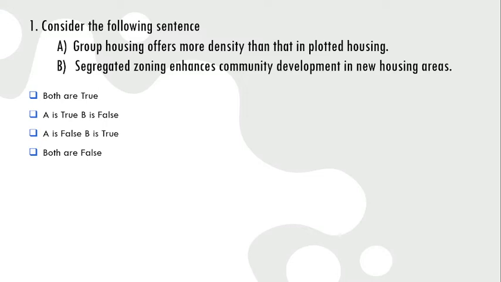So if you look at it, option A, group housing offers more density than the plotted housing, is a true statement. When it comes to the second one, B, it is false. That is, segregated zoning actually decreases the community development in the new housing areas. So for the first one, both are true is the false statement. A is true and B is false is the correct option. Similarly, A is false and B is true is also wrong, and both are false.